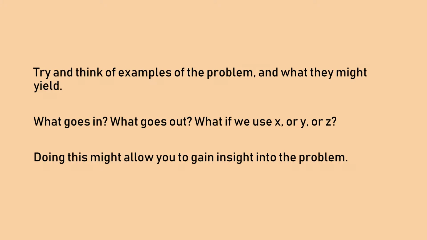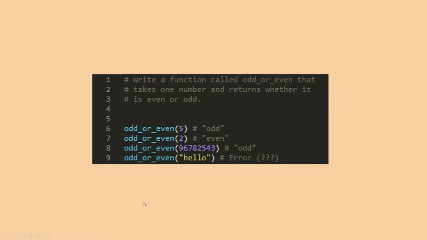Now, what I recommend doing if it's a really large problem is actually write it down like I've done in this slide. So you can see here that I've written down, okay, if we plug 5 into this function, it's going to return odd, right? And as we plug in 2, it returns even, and you can see that I put maybe an edge case there or an outlier. So if I put something like hello, it's going to return an error. We don't actually know what it is at this point.